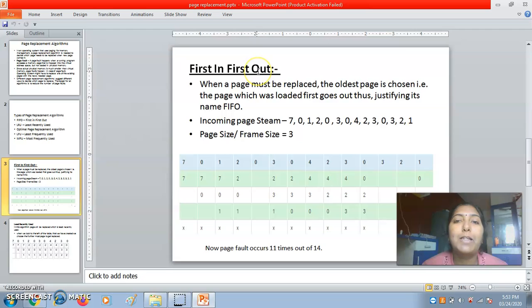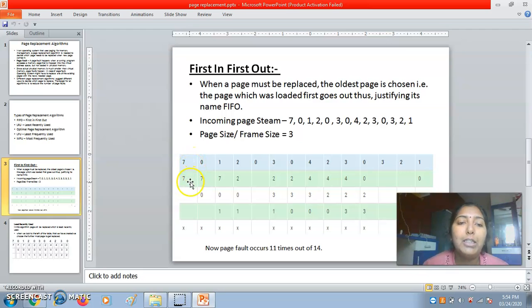In this first in first out page replacement algorithm, we are replacing the page which has been present in the main memory for the longest period of time. So that means the oldest page is chosen for the page replacement. To explain this FIFO page replacement algorithm, we are considering one page reference string, and all these numbers refer to page numbers, and we are assuming that our main memory contains 3 frames.